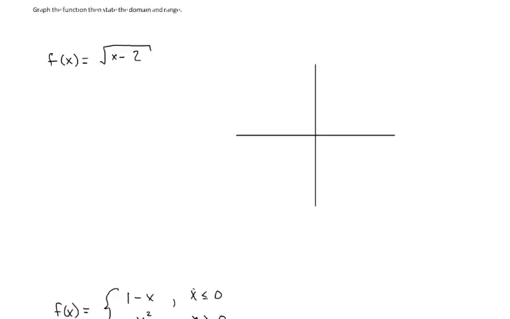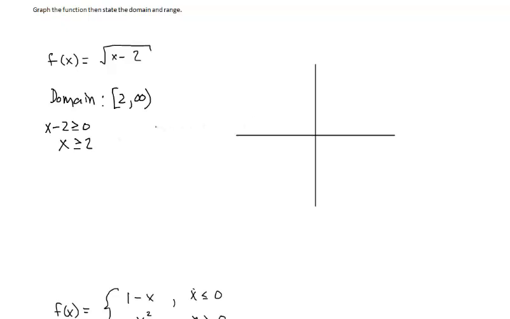In this next set of functions, I want to graph them and state the domain and range. So what I like to do is find the domain first. So we'll say domain. That way you don't graph a place that doesn't exist. And we know that x minus 2 has to be greater than or equal to 0. So x minus 2 greater than or equal to 0. And x is greater than or equal to 2. So our domain is 2 to infinity. So we don't want to graph anything smaller than 2.